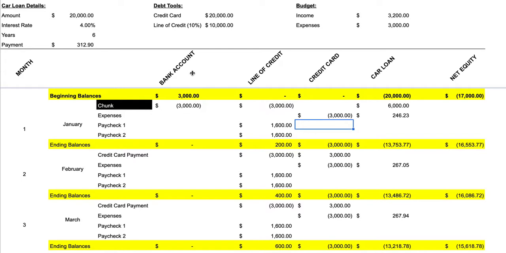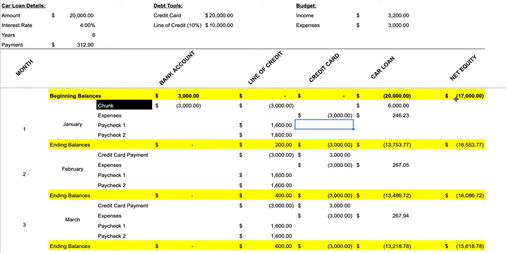The bank. So now you have your bank account. In this scenario, we're only going to use it once, and we're not going to use it ever again, really. This is the column for your line of credit. These are just showing the transactions happening with the line of credit. Your credit card is this column, right? And then we have our car loan balance. This is the car loan column.